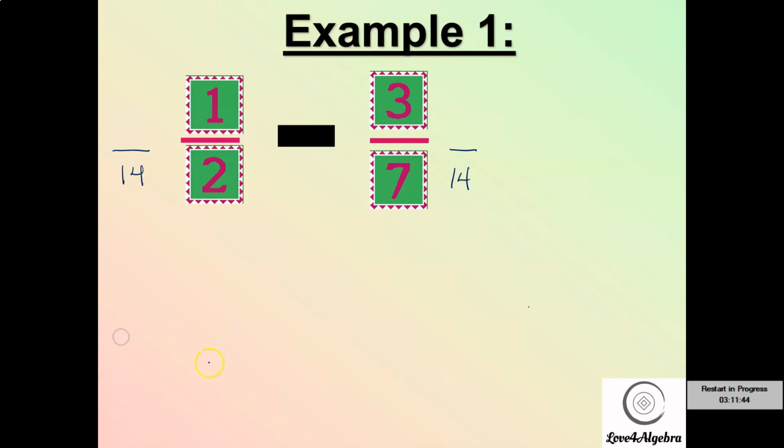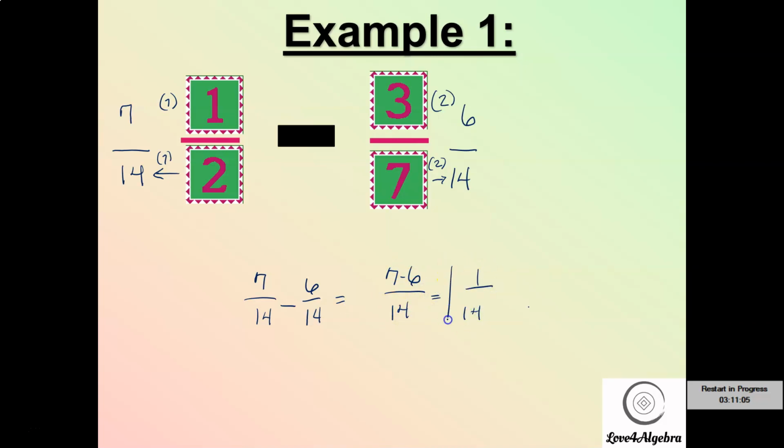Okay, so we're back in action here. How did you get from 2 to 14? Well, you multiplied by 7. So now you're going to need to do the same thing to the numerator. So 7 times 1 is 7. How'd you get from 7 to 14? Well, you multiplied by 2. So now you have to do the same thing to the numerator. 2 times 3 is 6. So let's rewrite this. 7/14 minus 6/14 is the same thing as 7 minus 6 over 14, or 1/14.